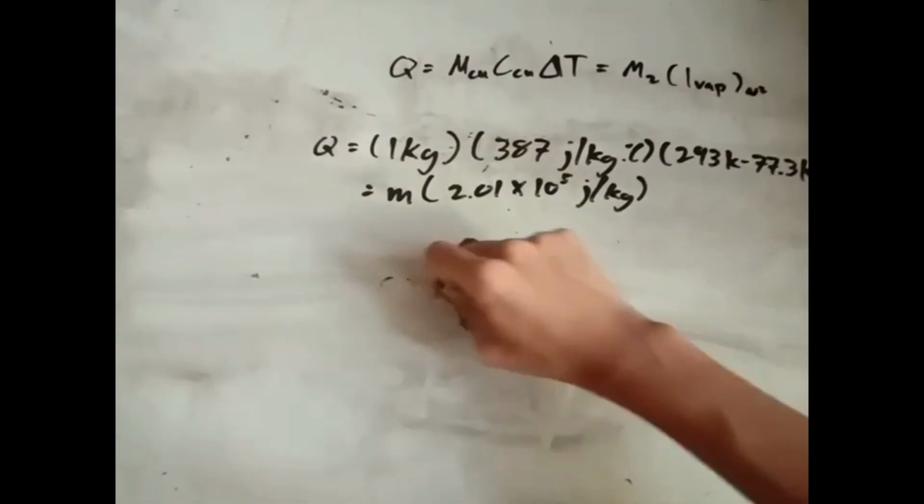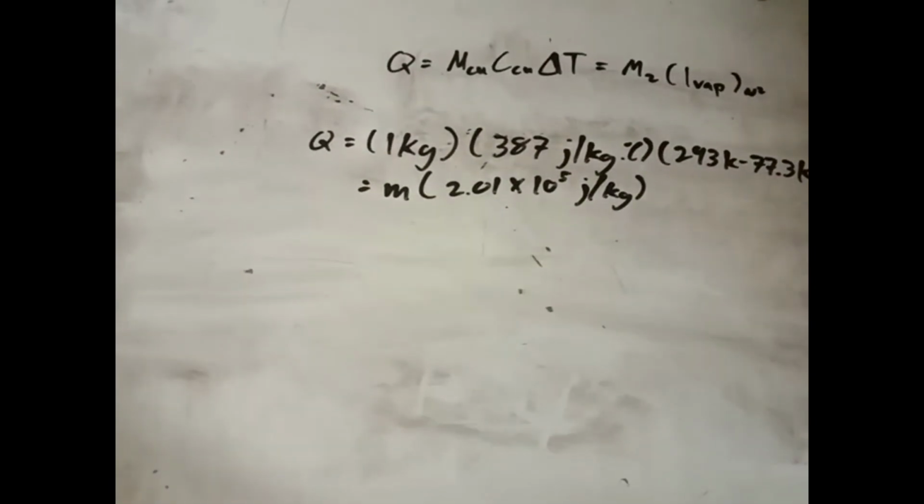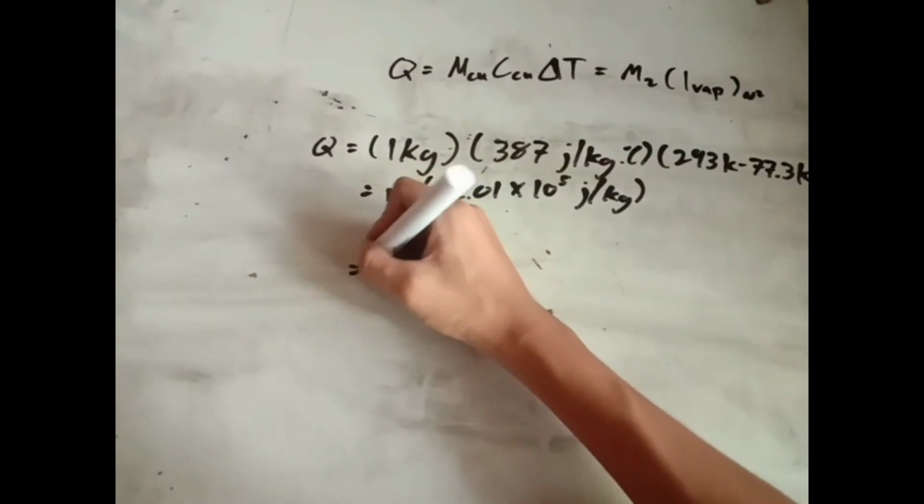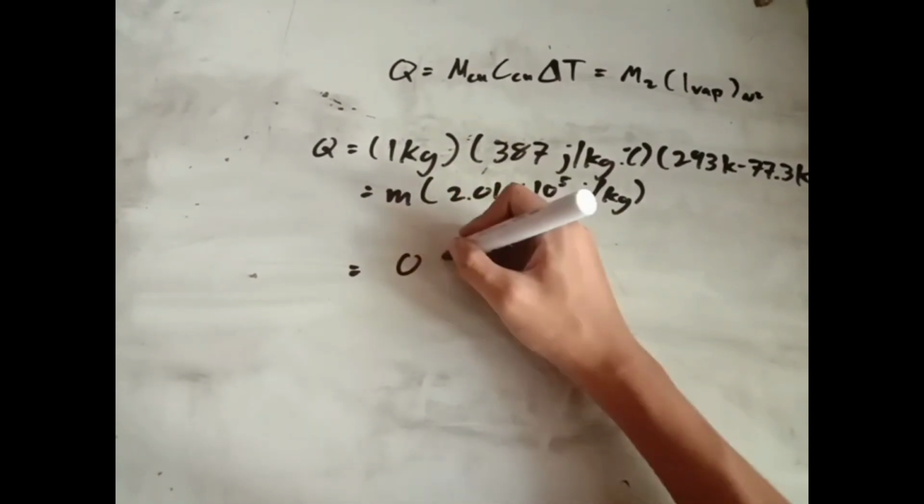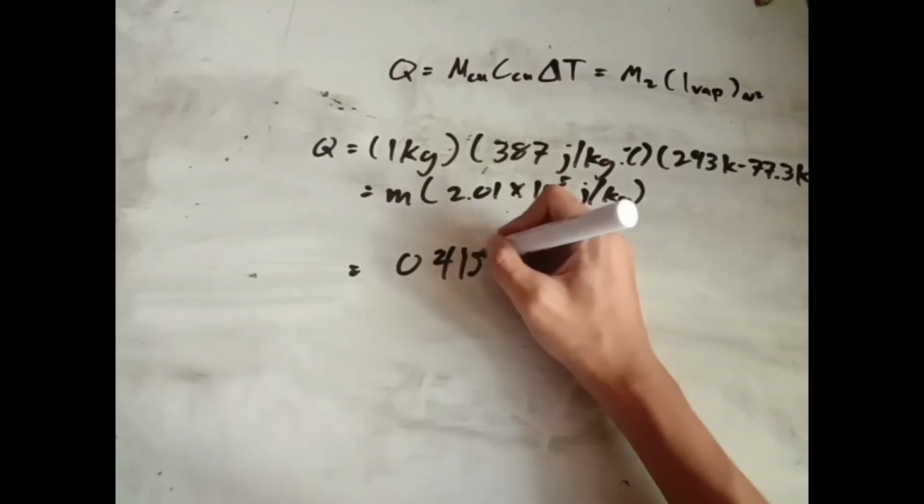So there we have it. The amount of nitrogen that boils away by the time the copper reaches 77.3 Kelvin is 0.415 kilograms of nitrogen.